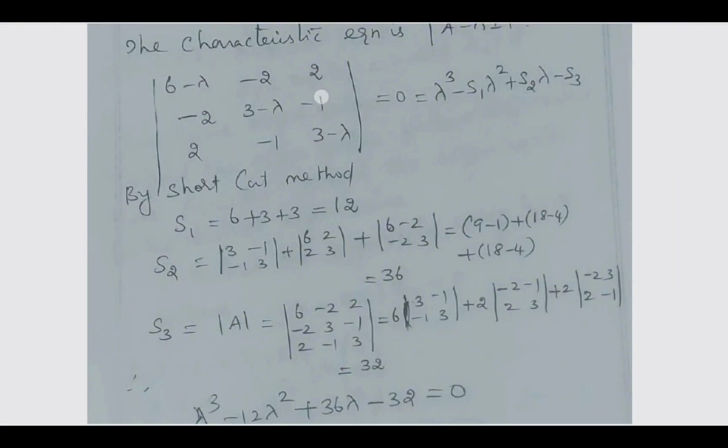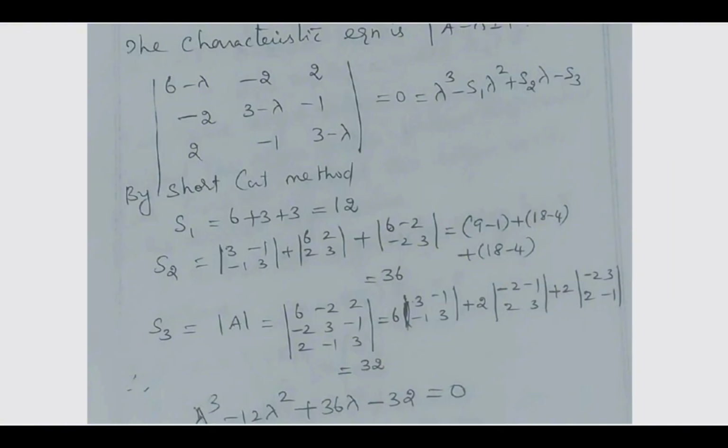So the next step is we are going to calculate this value. It's 3 into 3 is 9, 9 minus 1, plus 6 into 3 is 18, 18 minus 4, 6 into 3 is 18, 18 minus 4. So you get the answer as 36.